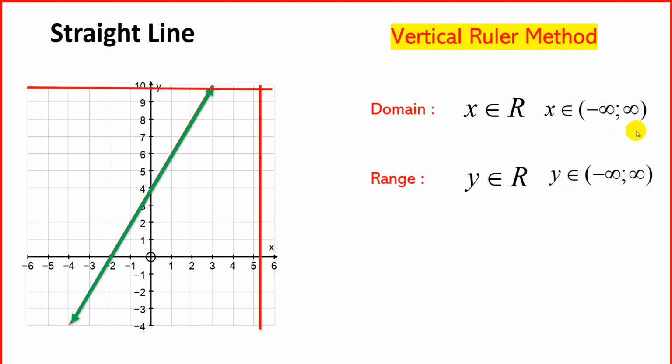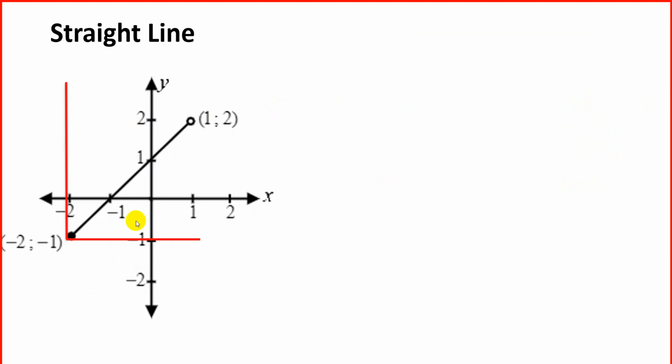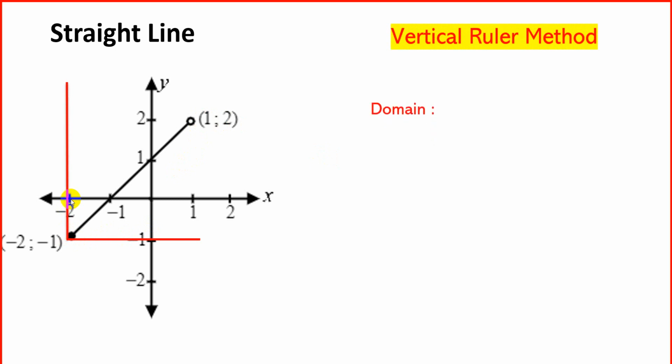Remember, a round bracket means it does not include. We go to a straight line that is not going on to infinity. It has a starting point, minus 2, minus 1, and ends at 1, 2. Remember, x and y. So we're going to use the same method, a vertical ruler method. But our ruler now will have to start at minus 2 on the x-axis. And we slide, and the ruler has to stop at this point on the x-axis, which is 1.